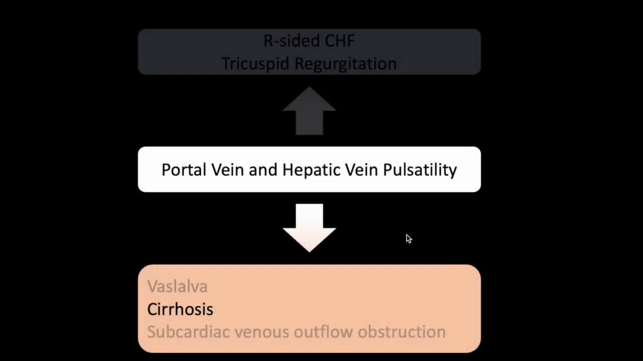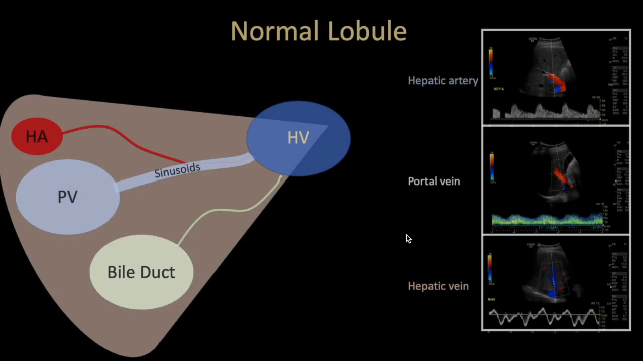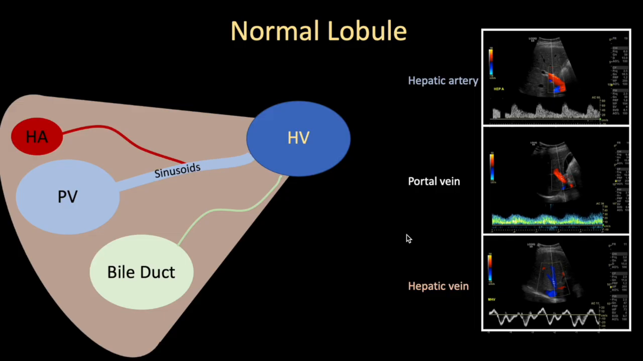What about with cirrhosis? Well, let's look at the appearance of cirrhosis on the portal vein and on the hepatic vein. So normally, you have the bile ducts within the liver, you have the portal vein that feeds into the sinusoids that eventually goes to your hepatic vein. You have your hepatic artery that also has a connection with your sinusoids and drains into your hepatic vein. And so this is the normal appearance of the lobule of the liver.